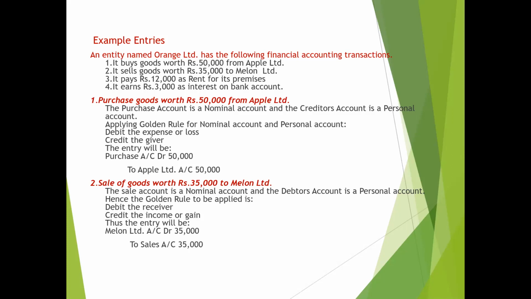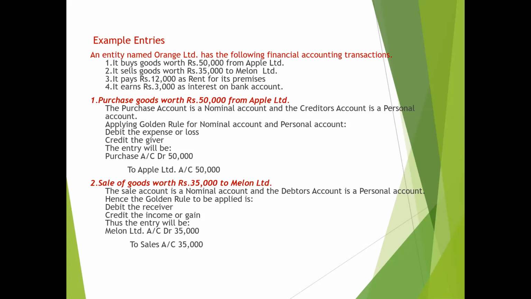So we are applying the golden rules for personal account and the nominal account. The entry is purchase account debtor to Apple Limited. The narration here is: bought goods worth rupees 50,000 from Apple Limited, or otherwise buying goods from Apple Limited. Both are the same. The second one is: sold goods worth rupees 35,000 to Melon Limited. So sales of goods to Melon Limited.